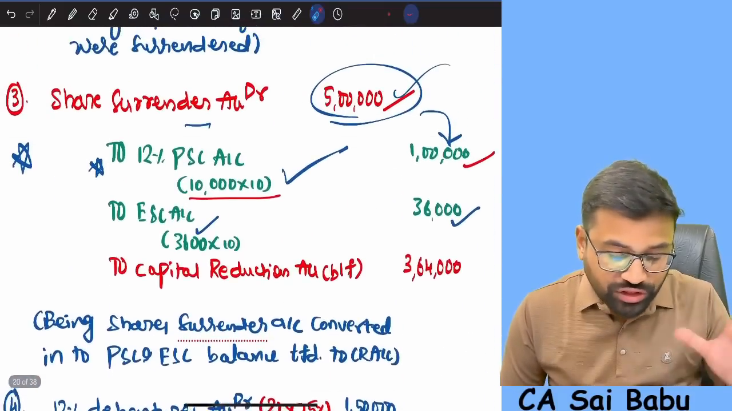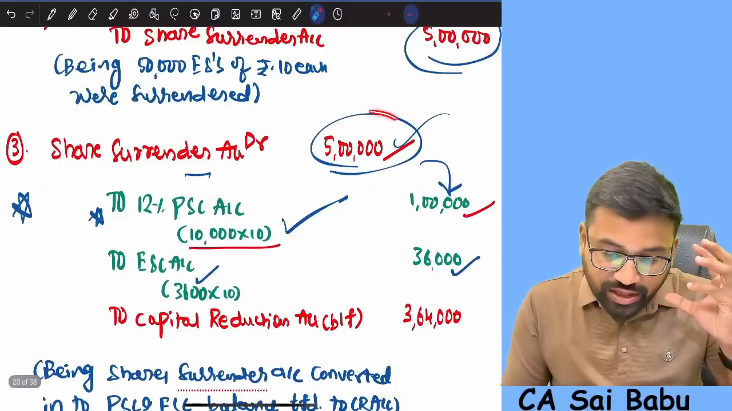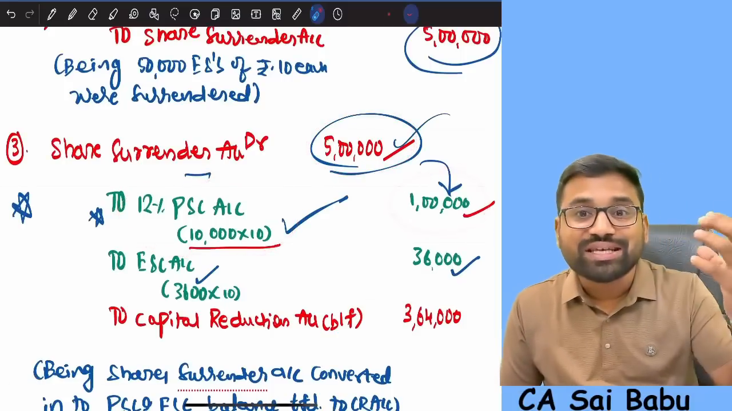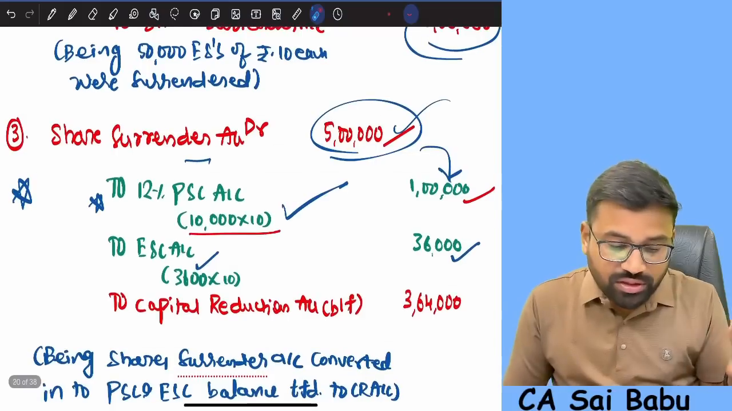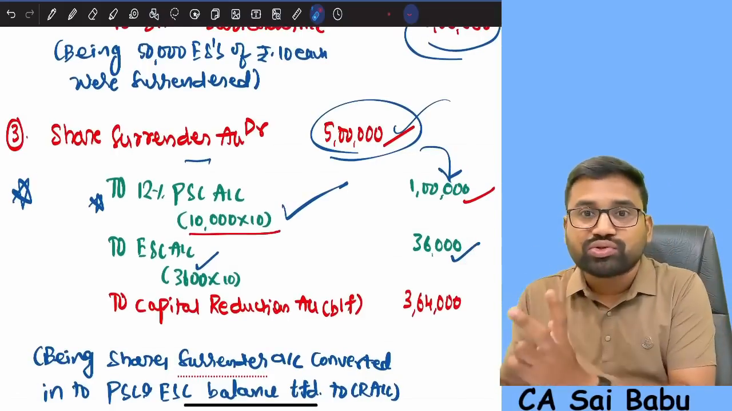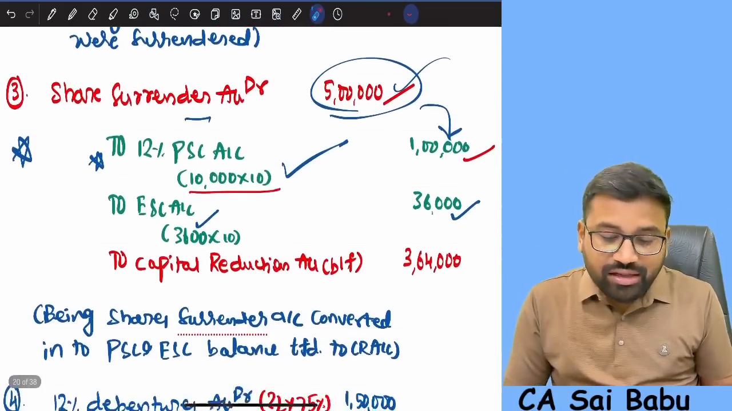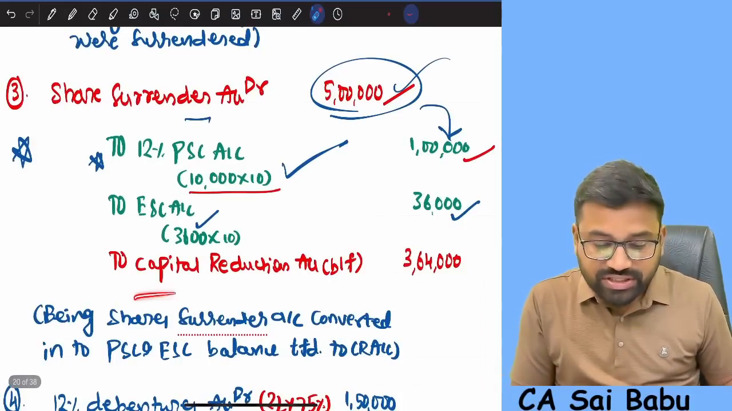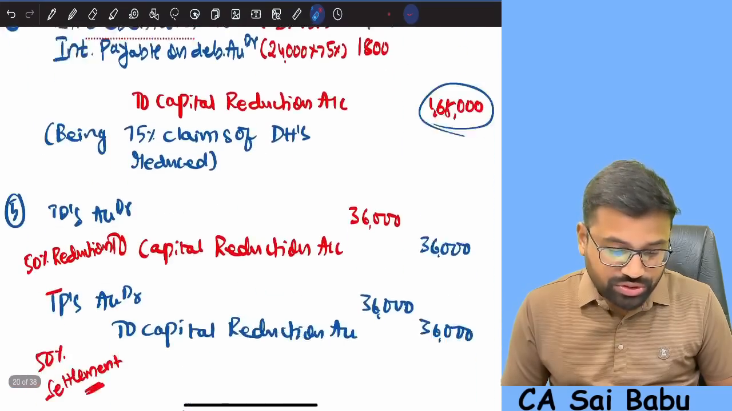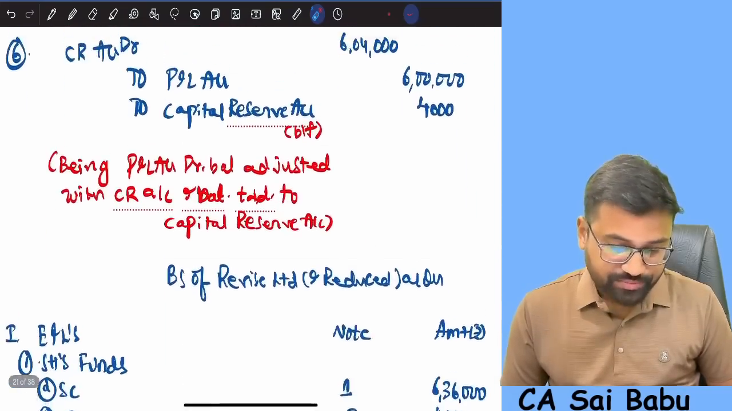So therefore in this question, share surrender account 5 lakhs converted into preference share capital, which is used to settle 75% of the debenture holders' claim. Share surrender converted into 36,000 equity share capital, which is used to settle the trade payables, and the remaining balance is cancelled, which is transferred to capital reduction account. So very good sum, this question. Kindly observe this question, sir. That's it.